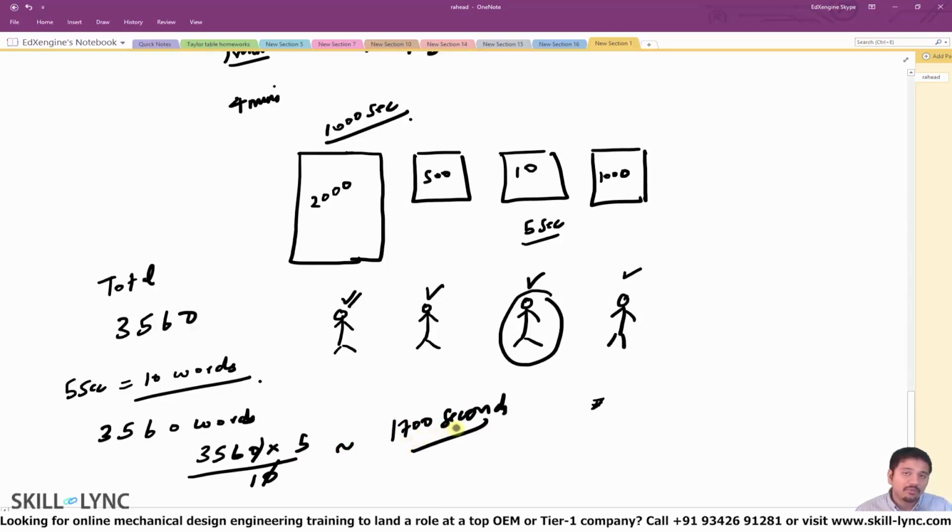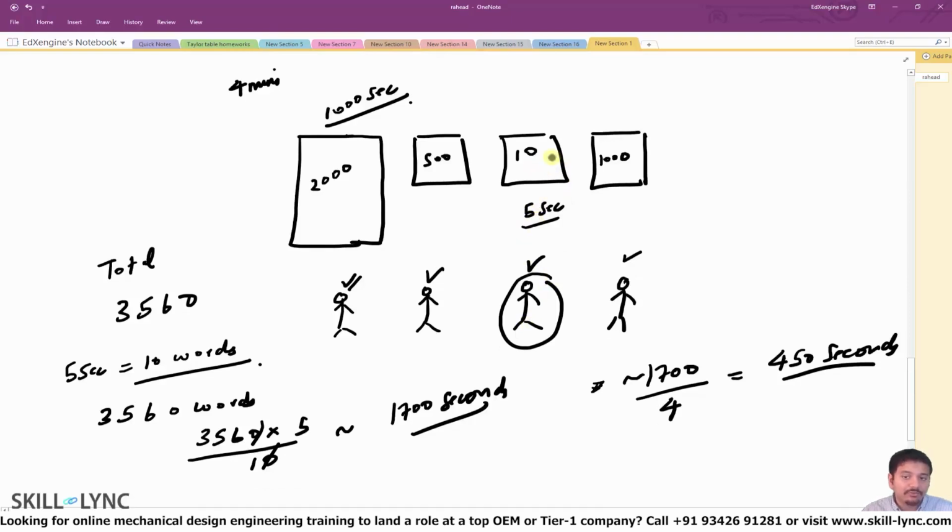Now, if this problem was parallelized perfectly, then in order for 4 people to read it, the total time is going to be approximately equal to 1700 by 4, right? So that's roughly about 400 to 450 seconds, right? That's it per person. On the other hand, here you can see that the third person is becoming idle after just 5 seconds. So this is where load balancing comes into play.